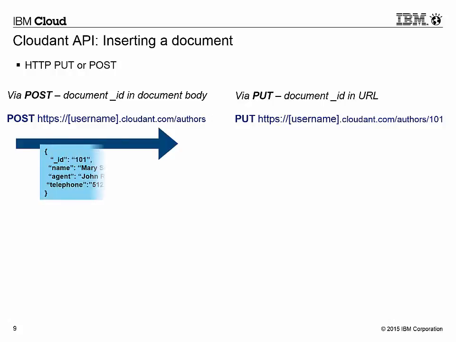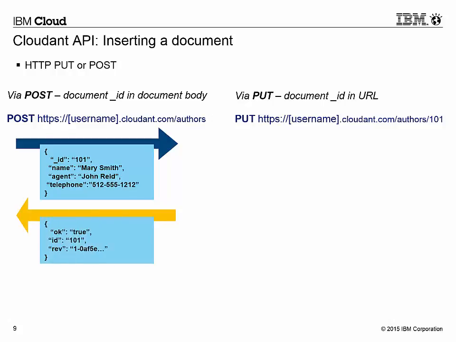So let's look at a POST first. We would do a POST including the document that we wanted to insert, and there's our ID and some other fields that we created for our document. And when we executed this, we would get an indication back that everything was okay, and we would also get the first generated revision number. And as you can see there, it's a 1 because this is the first time that this document has been written to the database.